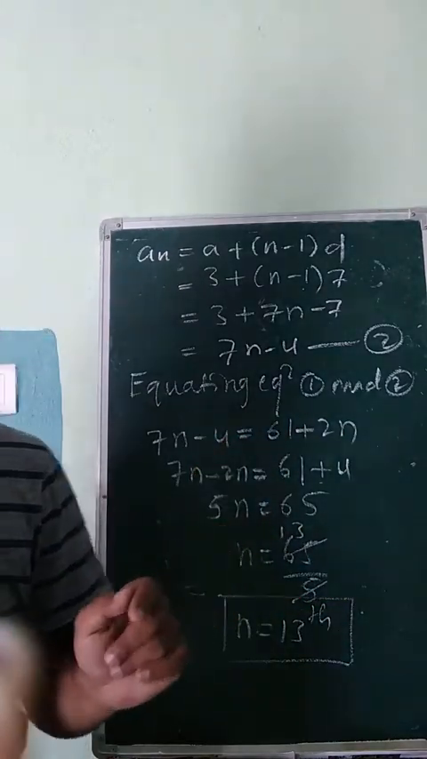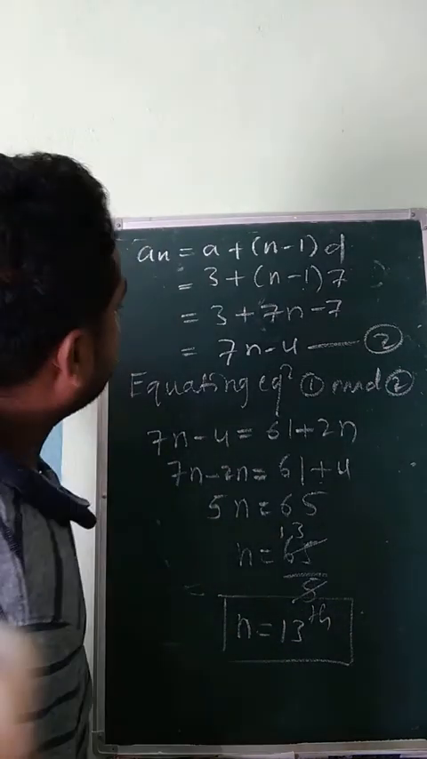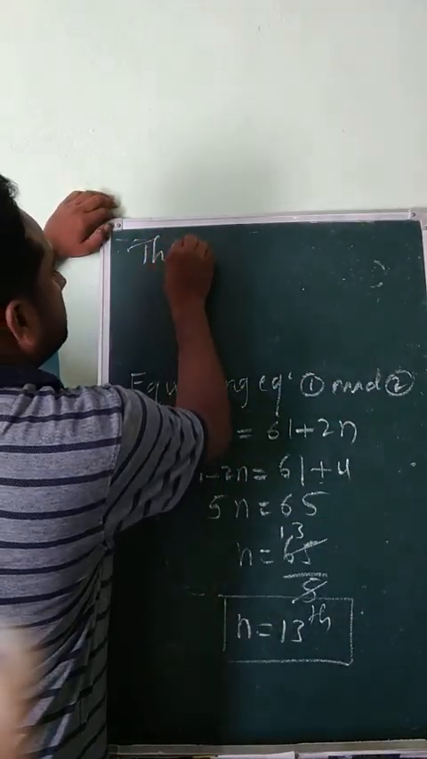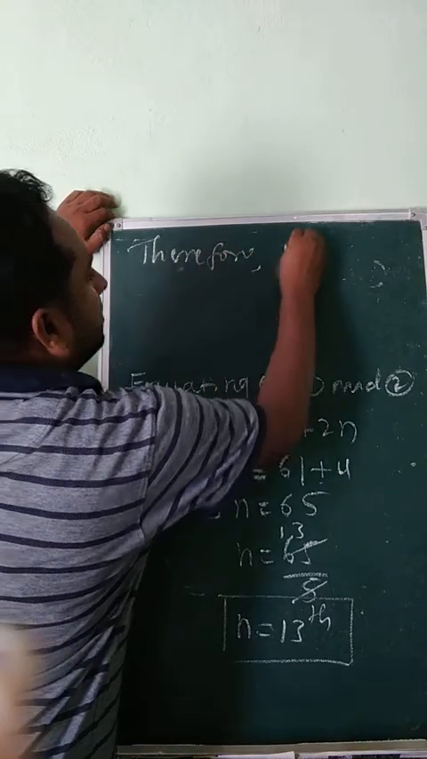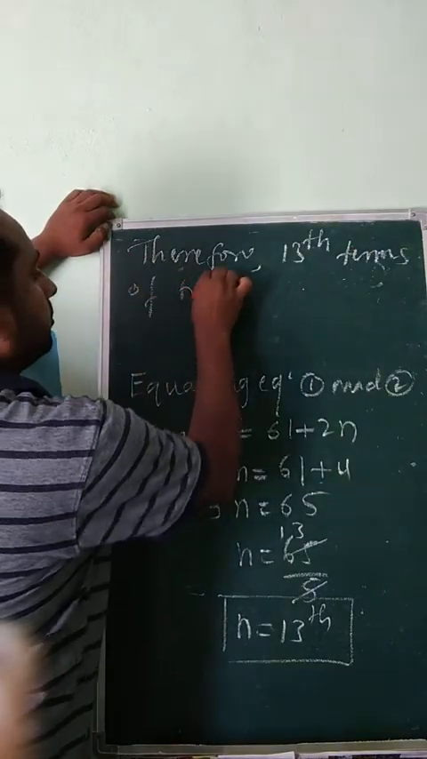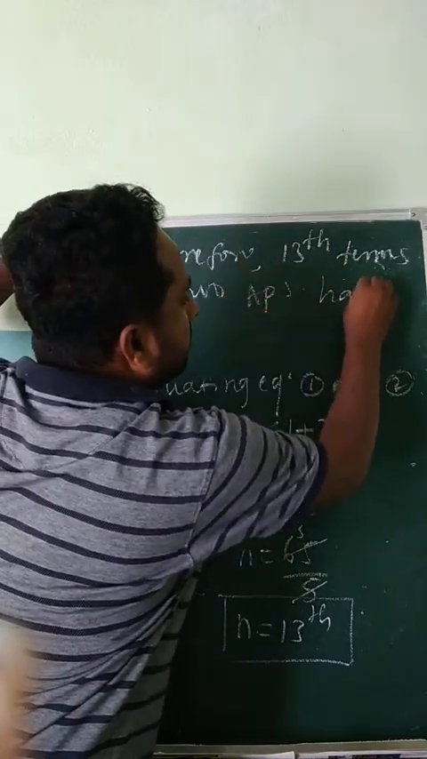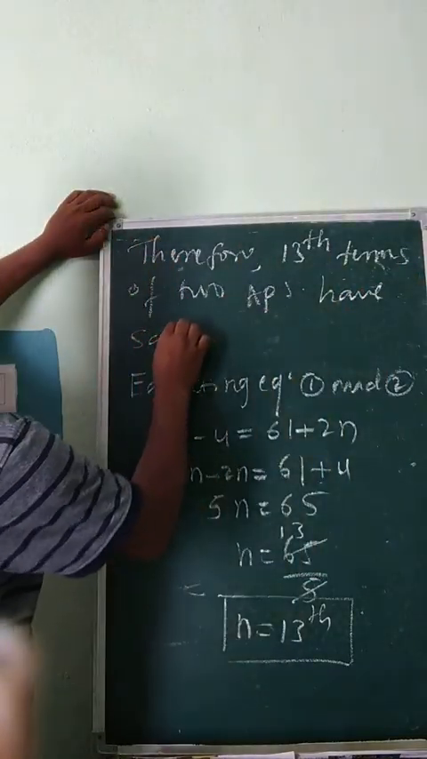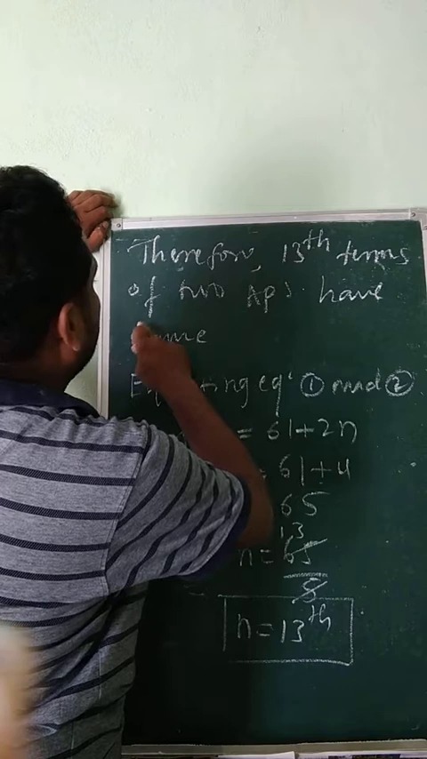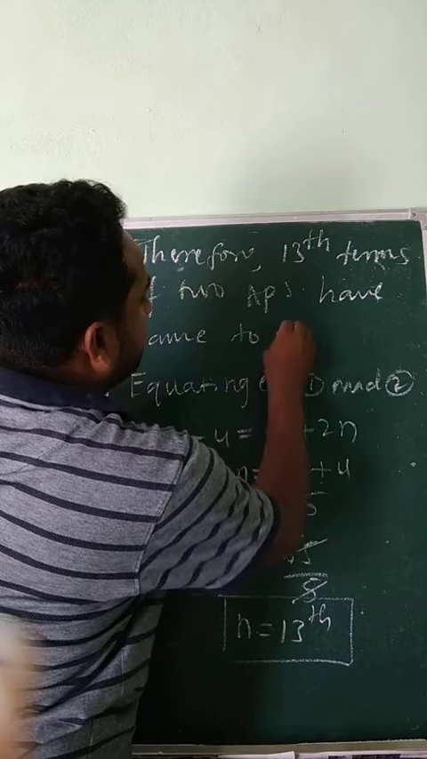So the final point, what should I write here? Therefore, the 13th terms of the two APs are equal to each other.